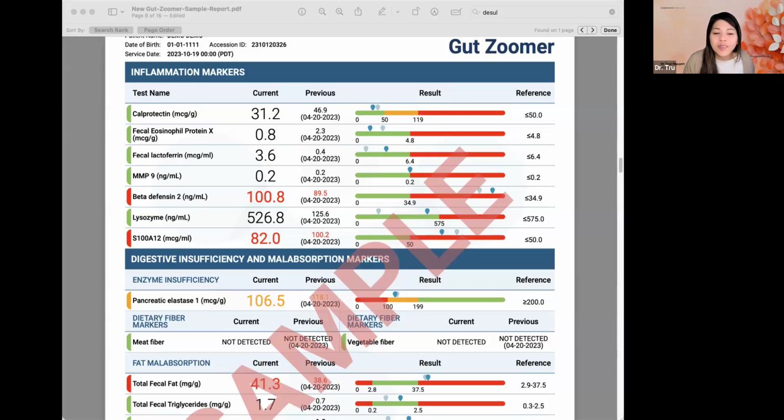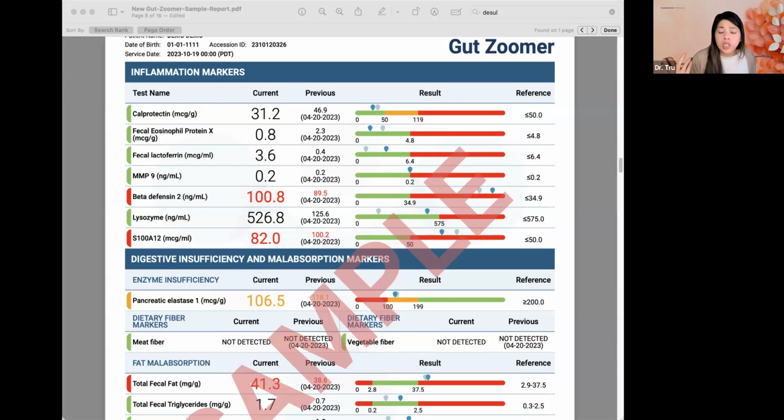All right, this is my favorite marker. This is eosinophil protein X. It is a water-soluble protein found in eosinophils. EPX levels in stool are a marker of eosinophil activity. Eosinophils usually exist in very low numbers. We don't make a lot of them, and we only make them when we have parasites.